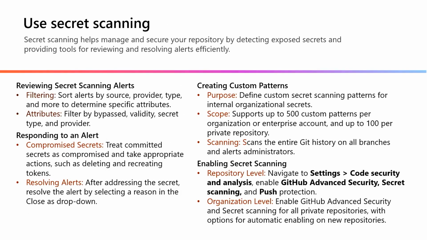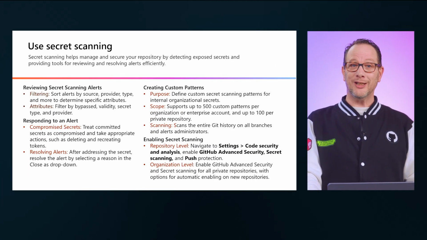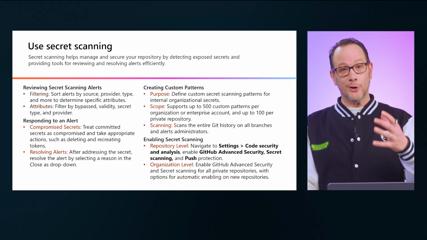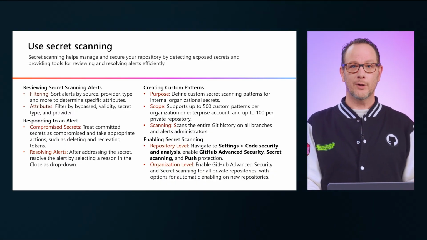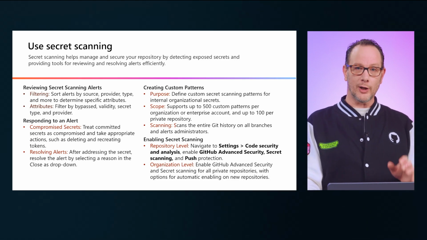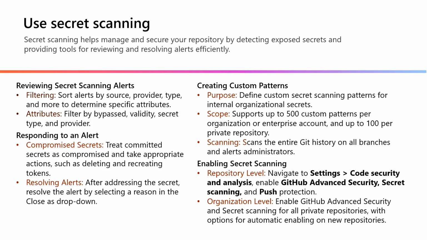I already talked about the different vendors' credentials that are getting recognized and flagged by secret scanning. But that's not all. You can also create your own custom patterns, up to 500 per organization or enterprise, and up to 100 per private repo. I think that should give you more than enough flexibility to guarantee that almost any kind of secret string you want to find will get detected. The other details here on the slide on how to configure it, well, you can guess I'm going to show you that in my demo itself.